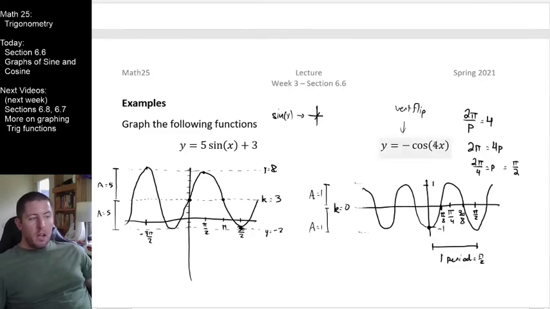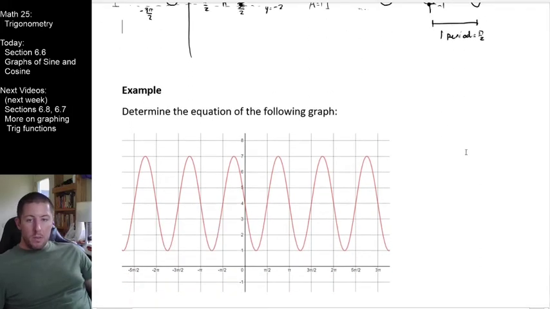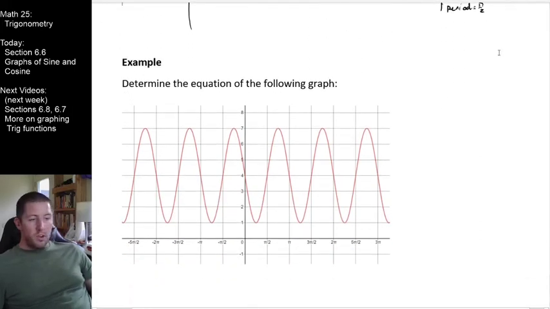Thinking that our constant multiple in front of x should always be thought of as 2 pi over p. We had 4. We solved for what period is associated with that. All right. Last example of the day, I promise on this one: determine the equation of this graph.